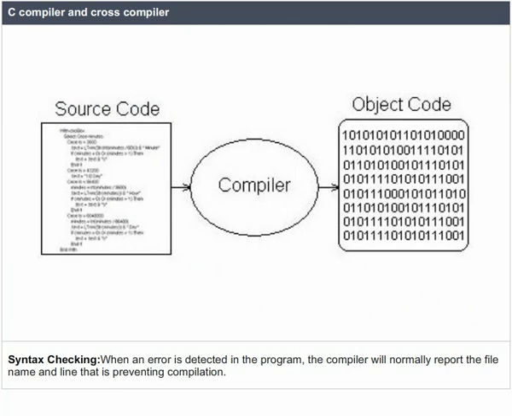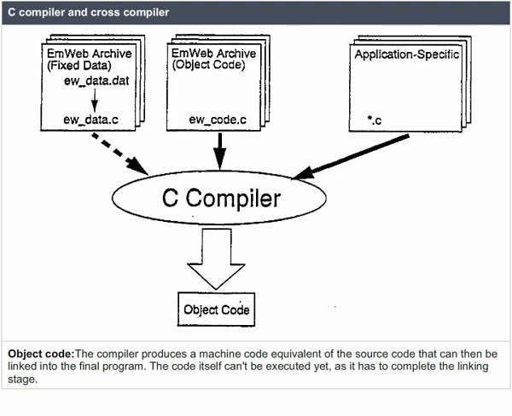Syntax checking. When an error is detected in the program, the compiler will normally report the file name and line that is preventing compilation. Object code. The compiler produces a machine code equivalent of the source code that can then be linked into the final program. The code itself cannot be executed yet, as it has to complete the linking stage.